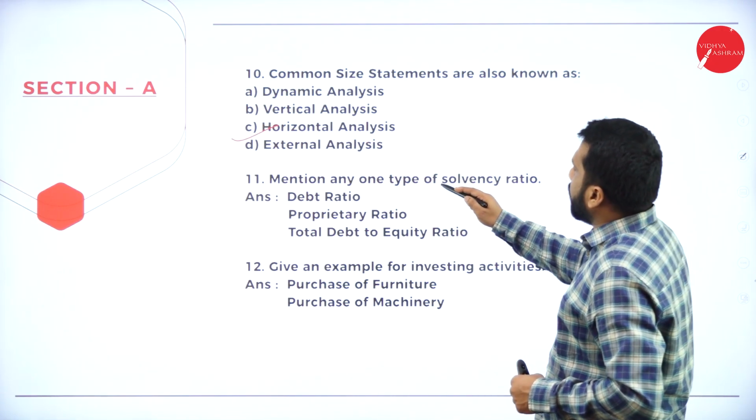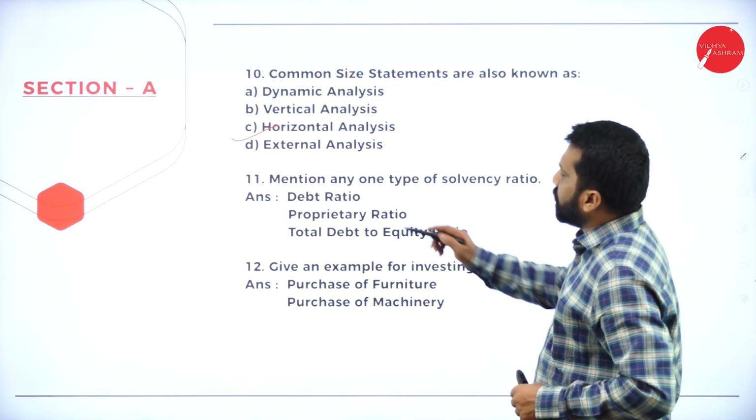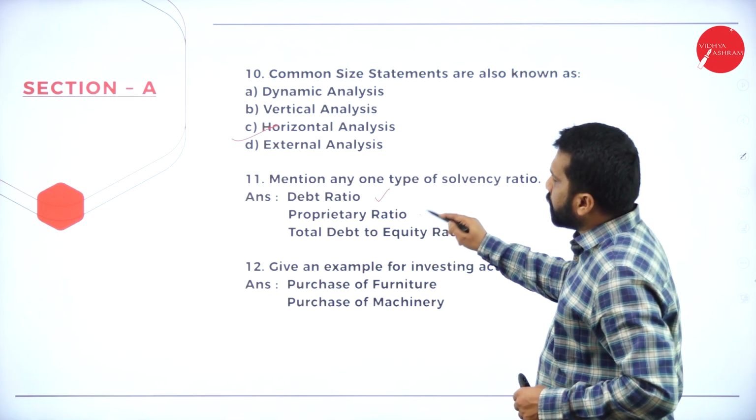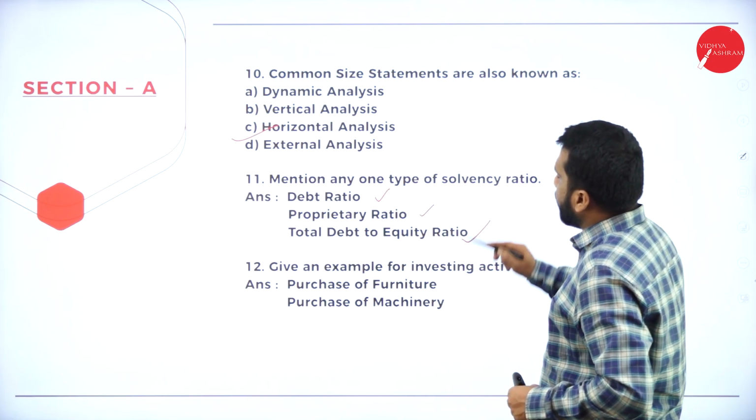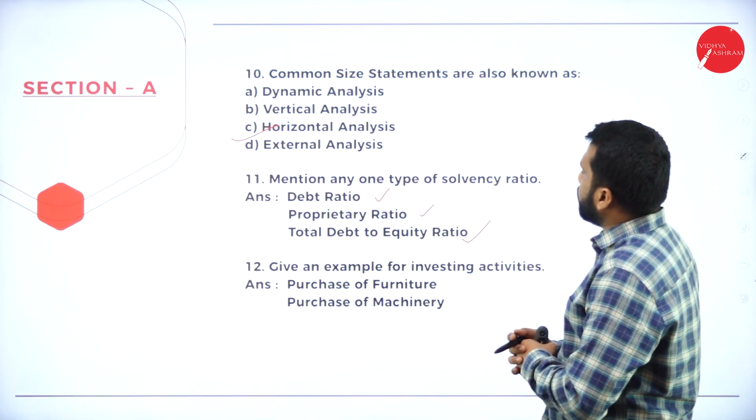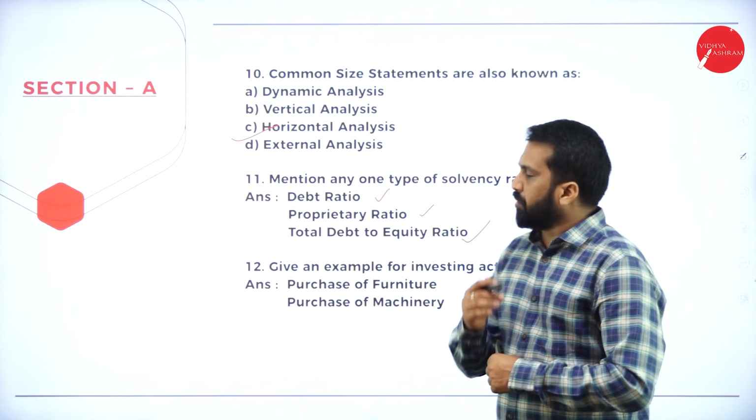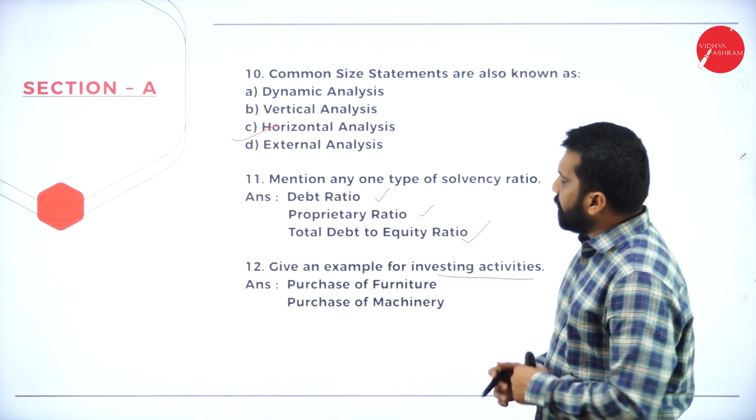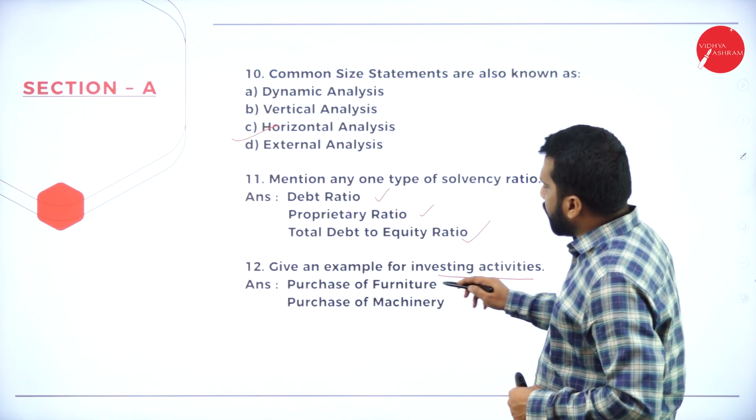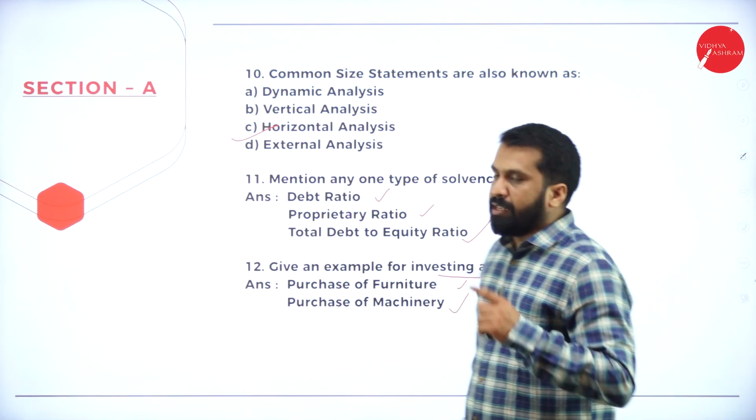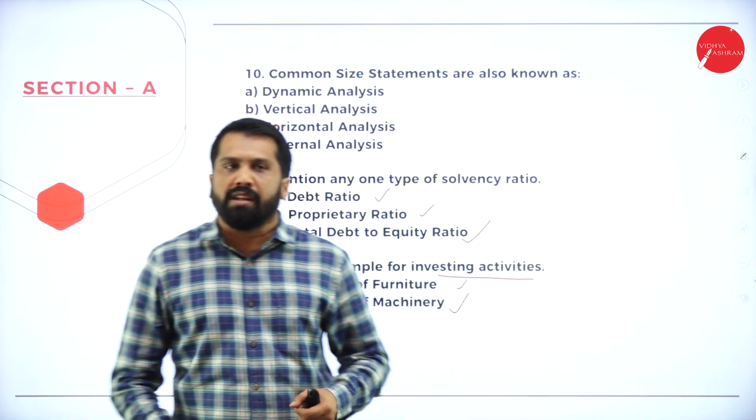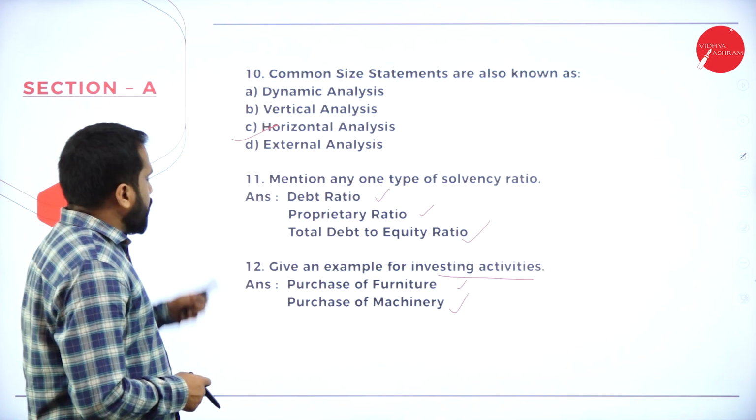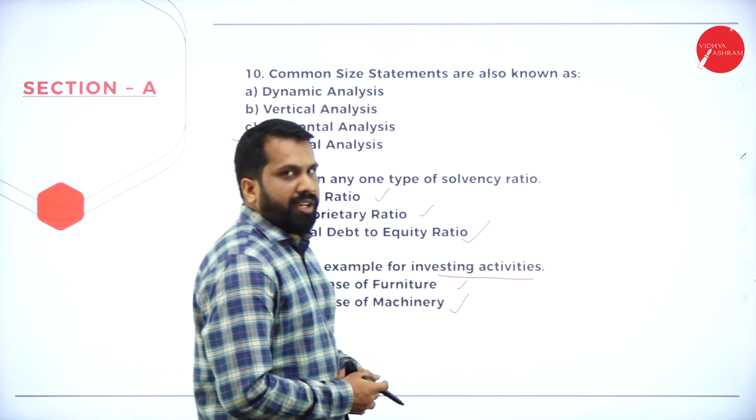Then mention any one type of solvency ratio. See, we have given three answers: debt ratio, proprietary ratio, total debt to equity ratio. These are the types of solvency ratio. Then give an example for investing activity: purchase of furniture, purchase of machinery, sale of furniture, sale of machinery, all come under your investing activity. So these are your 1-mark questions with solutions.